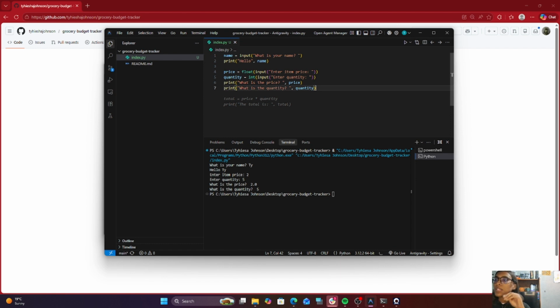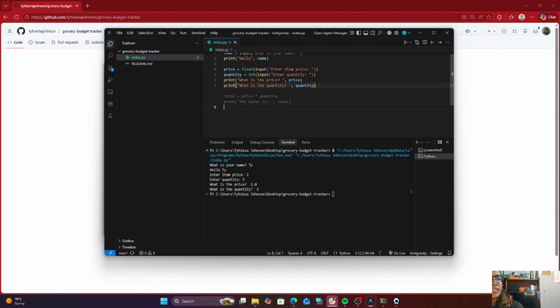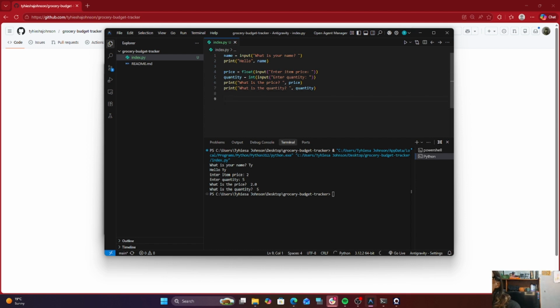Python starts to become a little bit more powerful, right? Let me show you guys. So we want to calculate the total of something, and we'll say price times quantity. Okay?